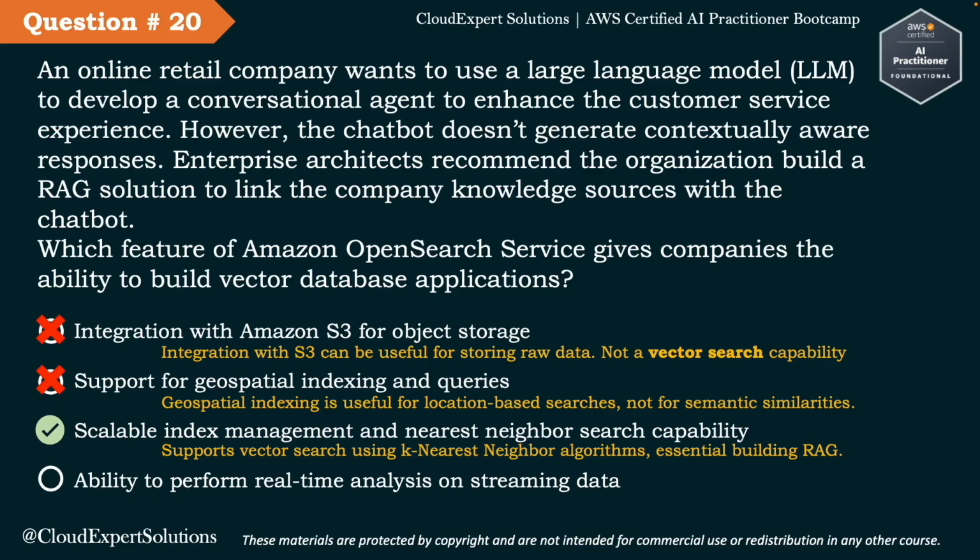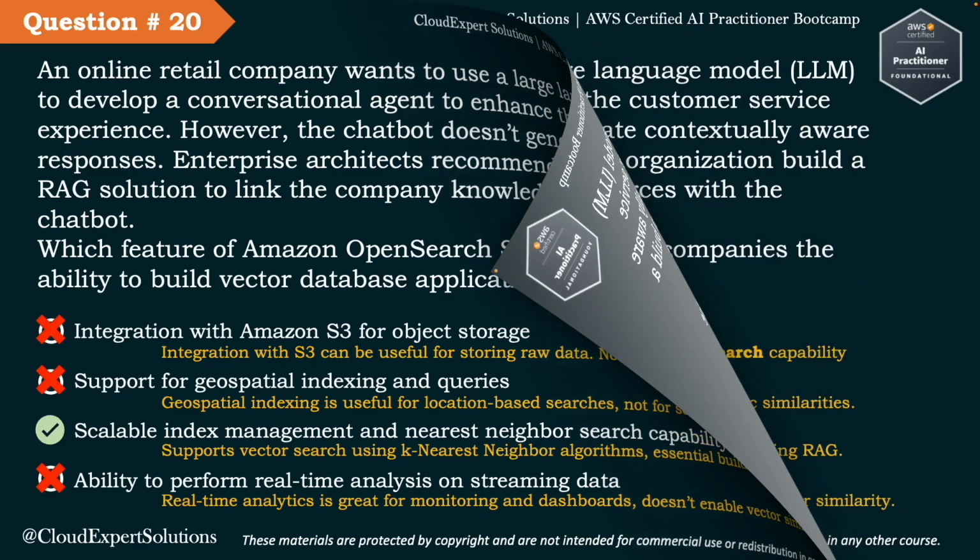Ability to perform real-time analysis on streaming data. Real-time analytics is great for monitoring and dashboards, but it does not enable vector capabilities or vector semantic search requirements. That is why option number 4 is also not the correct option. Let's move to question number 21.